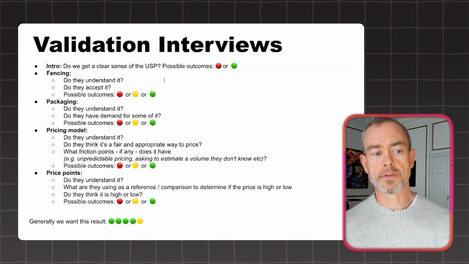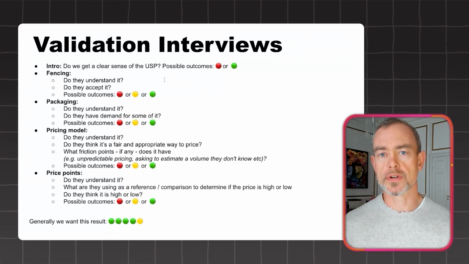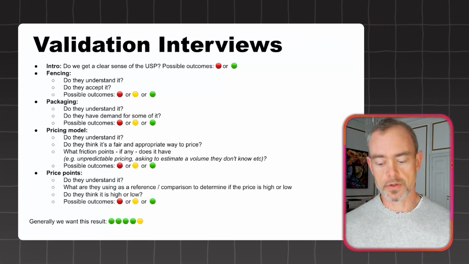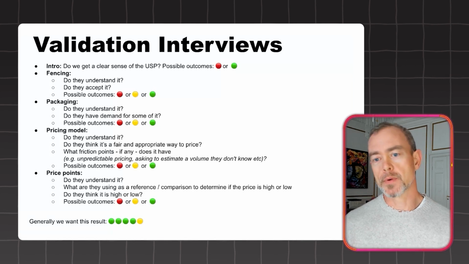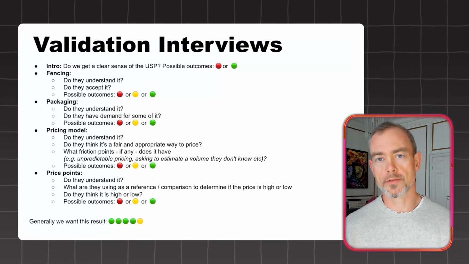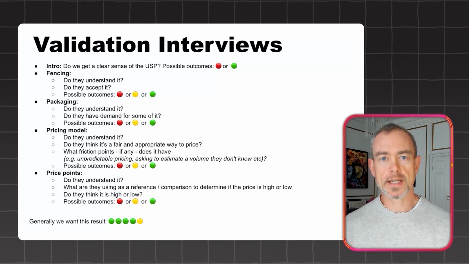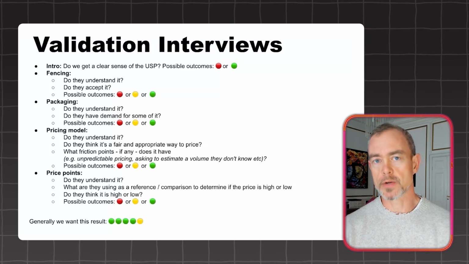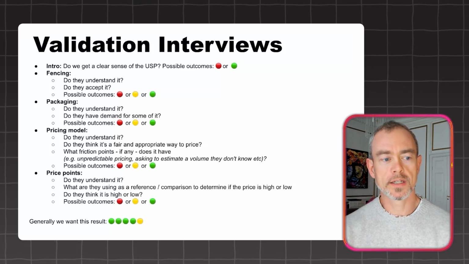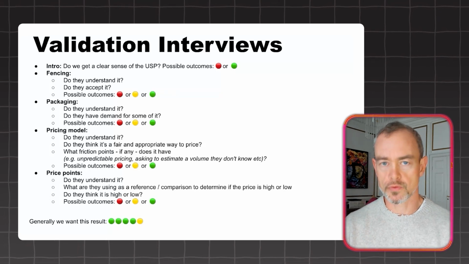The next question would be fencing. Let's say you sell to two different types of customers. Let's say you sell to farmers and fishermen, and they say, hey, we're doing this. Do you know which one you are? And then the farmer says, I get it, I'm a farmer. Great. So they understand it. They think it's a great way to separate your product. And then that can be red, yellow, or green, right?